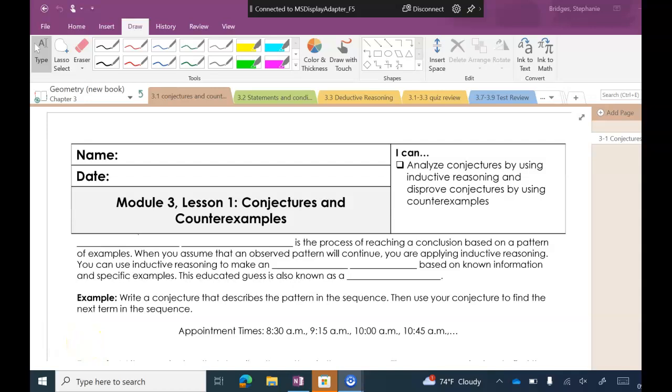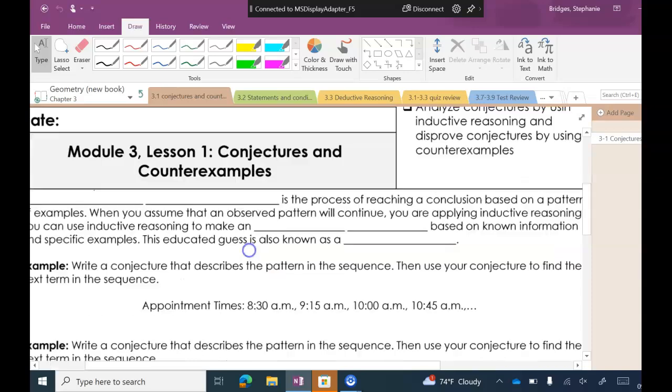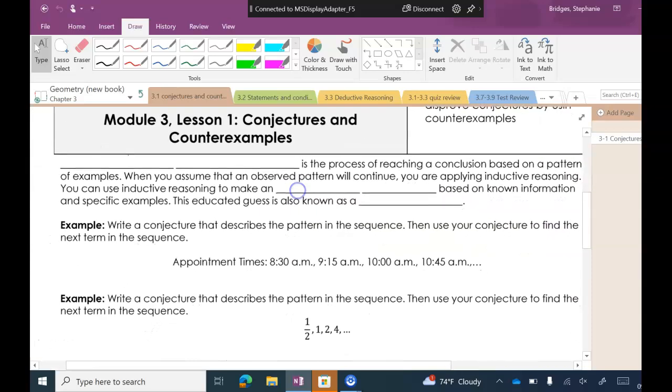We're going to get into the part of geometry where we have to use logic and reasoning, and then we're going to have to get into some proofs and learn all kinds of postulates and stuff. So we're going to start today with what we call conjectures and counterexamples. The first sentence starts off with two blanks, and those two blanks are inductive reasoning.